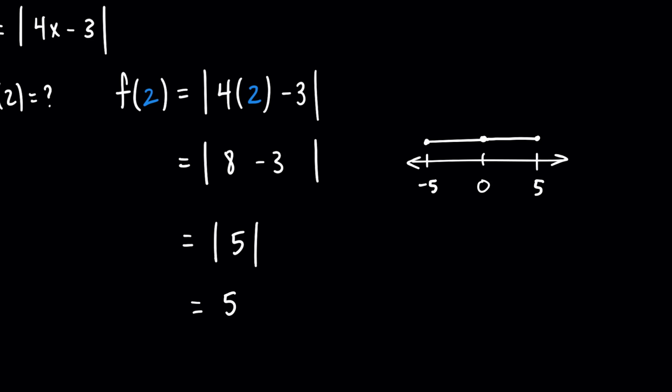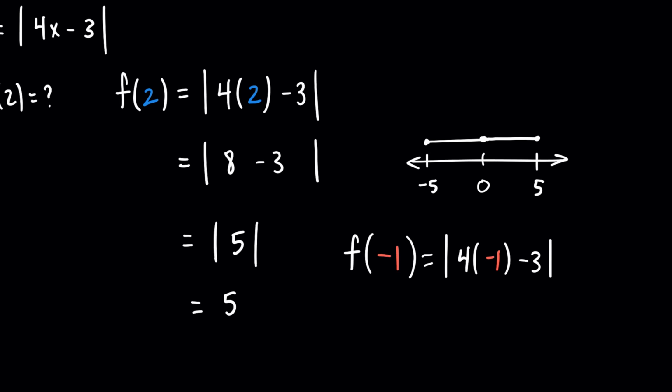Now, if we had gotten a number that was negative, we would take the positive version of it. So let's give you an example of this real quick. I'm going to have to make one up on the spot because I didn't think about this beforehand. What if we do f of negative 1? So we'll do negative 1 here. So f of negative 1 would be the absolute value of 4 times the input, which in our case is negative 1. And then we subtract 3.